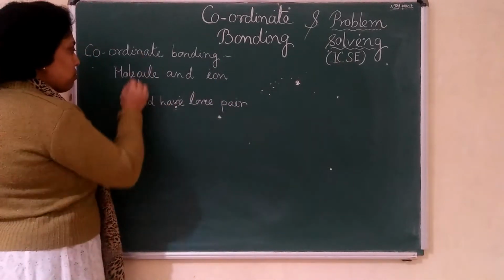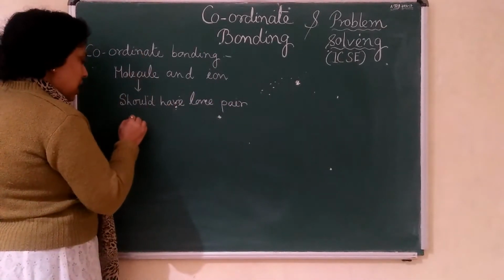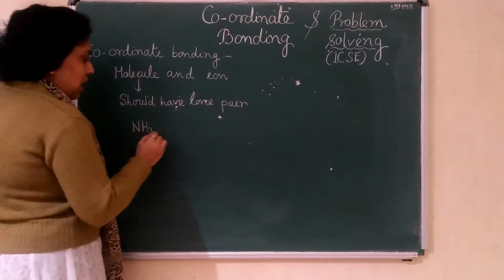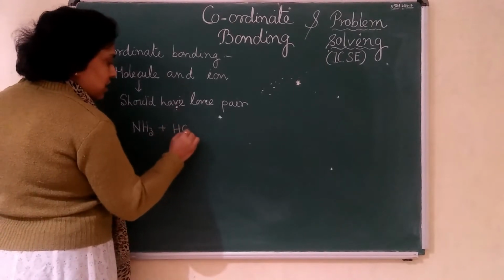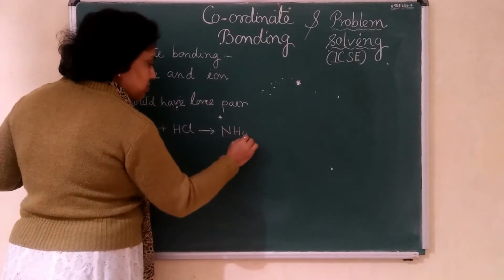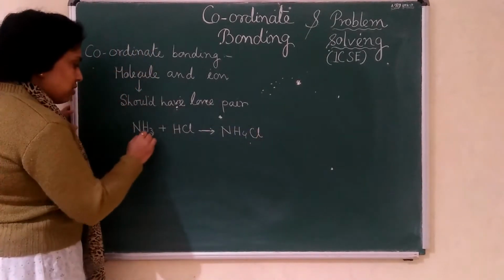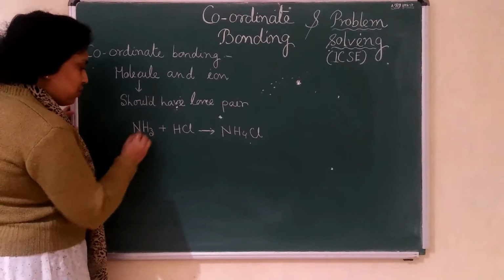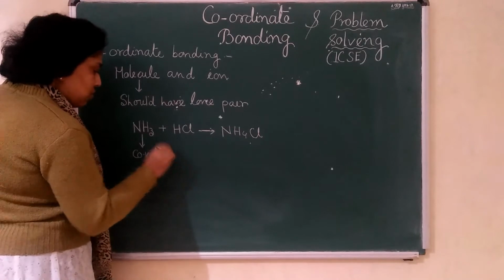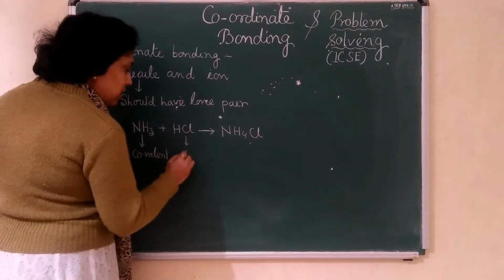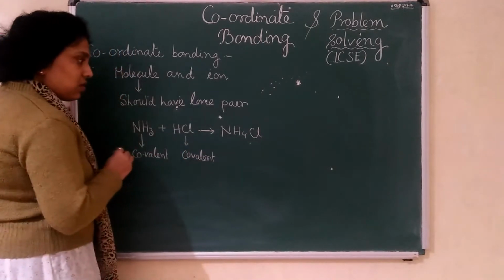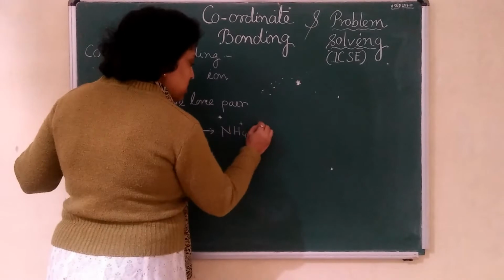So for example, take ammonia. In the reaction, what happens? Ammonia when it reacts with HCl will form ammonium chloride. Now this ammonia, as we have seen, shows covalent bonding. HCl is also a covalent bond. And here this one is an ionic compound.